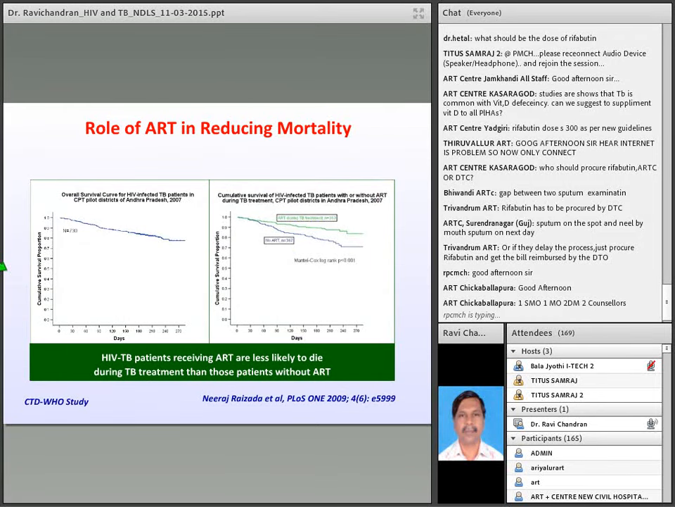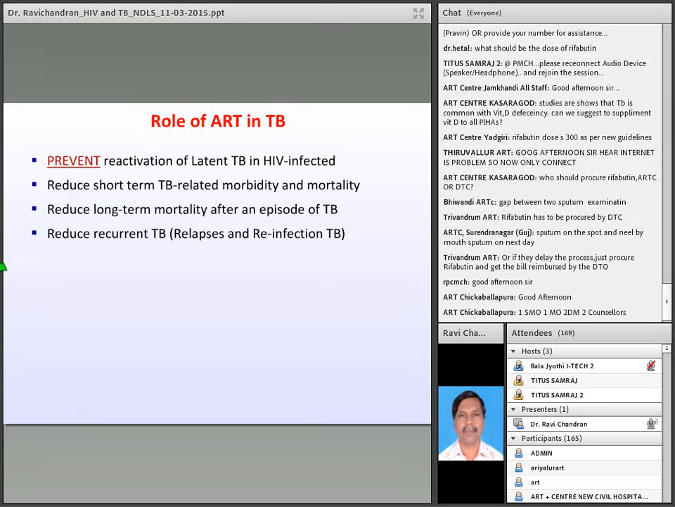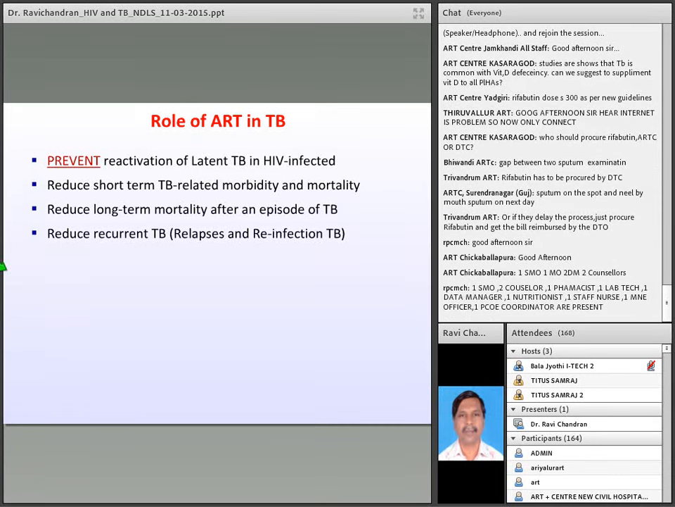Yes, this graph again depicts the green line shows increased survival if the patients are started on ART along with anti-tuberculosis drugs. So what is the role of ART in tuberculosis? ART prevents reactivation of latent tuberculosis in HIV infected, reduces short-term and long-term morbidities and mortality, and reduces recurrent tuberculosis.